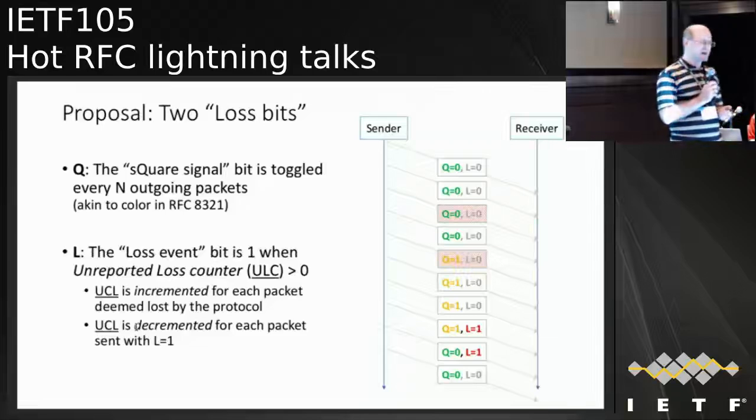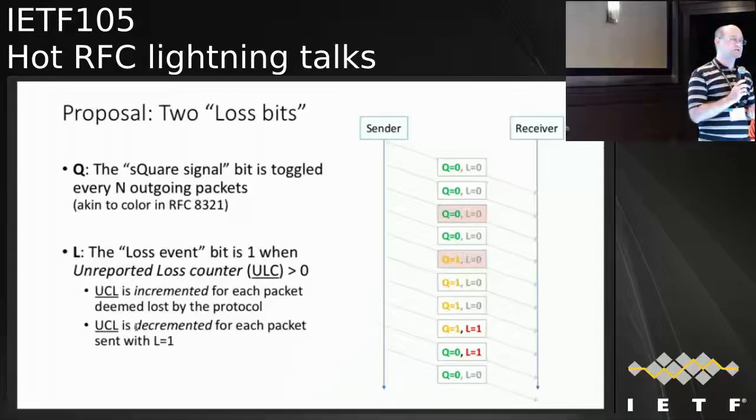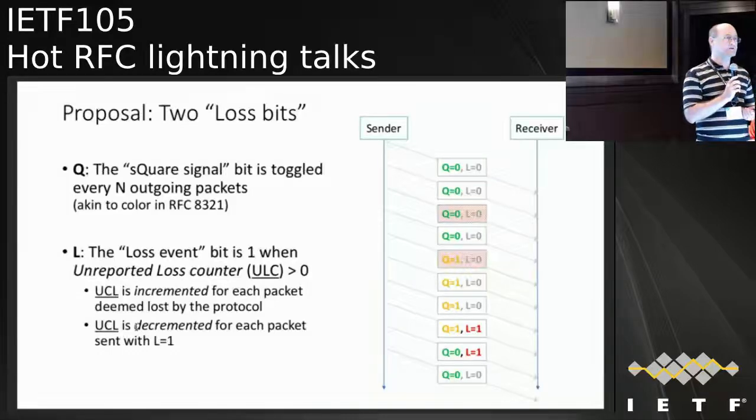The other bit is an L for loss event bit, and it is set when there is a special unreported loss counter which is greater than 0. The unreported loss counter is maintained by the sender. When there is a packet that the sender sent and the sender deems it lost, it increments the counter. When a packet with L=1 is sent, the counter is decremented. So if you can see the picture, there are 2 packets in red. They've been lost. About 1 RTT to 1 RTO later, the sender determined they've been lost, and it sent 2 packets with L=1.